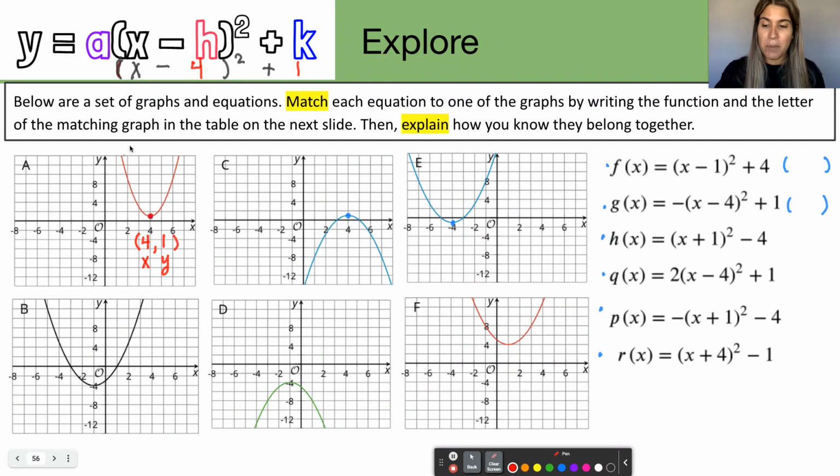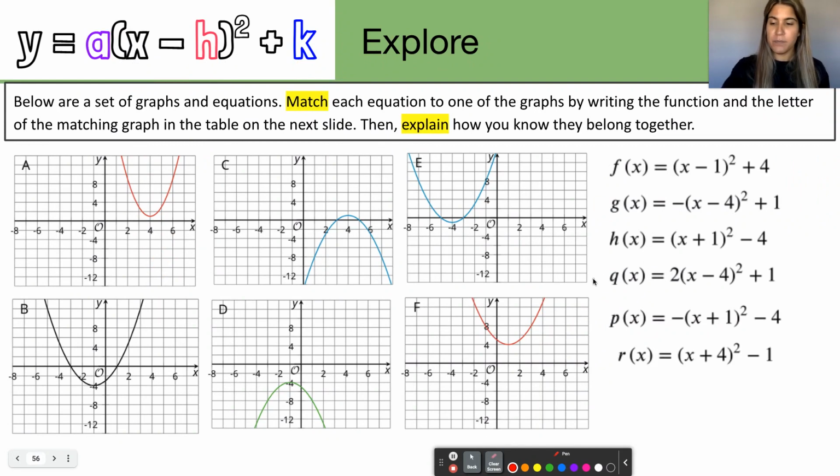Be mindful, this opens up. That means that a is positive, a positive number. So I'm going to look at which one has minus 4 and plus 1. It can only be either J or Q. Now, we said that it opens up, which means a has to be positive. A here is negative. In this one, a is positive. So the correct response is that this is the graph of Q of x, 2 times (x minus 4) squared plus 1.